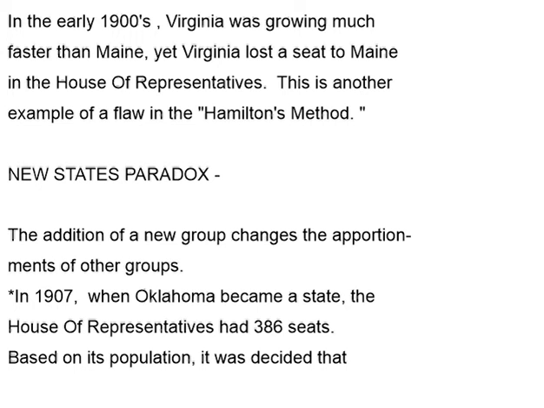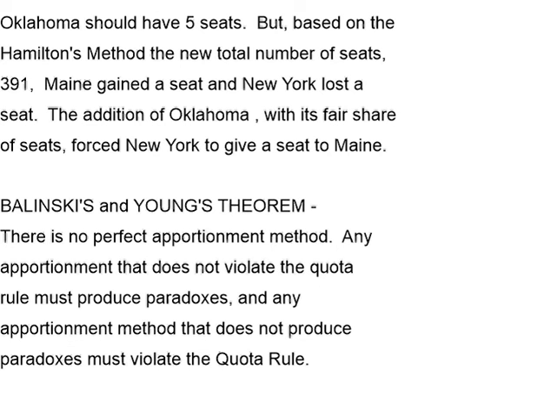New states paradox. The addition of a new group changes the apportionments of other groups. In 1907, when Oklahoma became a state, the House of Representatives had 386 seats. Based on its population, it was decided that Oklahoma should have 5 seats. But based on Hamilton's method, with the new total number of seats, 391, Maine gained a seat and New York lost a seat.